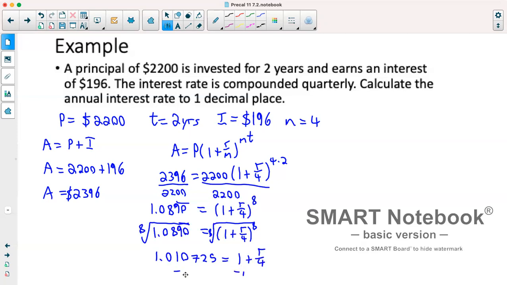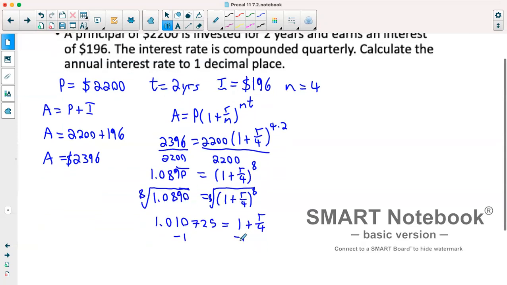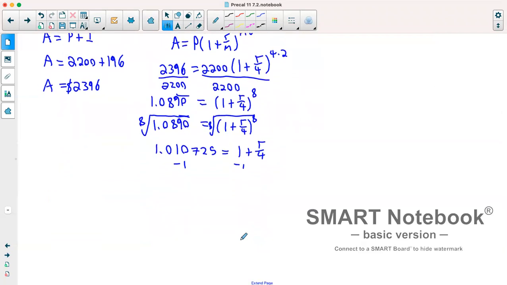We'll then subtract 1 from both sides. So that gives us 0.010725 is equal to r over 4. Multiply both sides by 4. So that gives us 0.0429 equals r. We'll multiply this by 100 to change it from a decimal to a percentage. So we've got 4.29% as our interest rate.